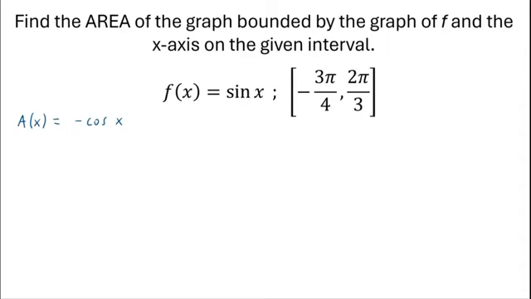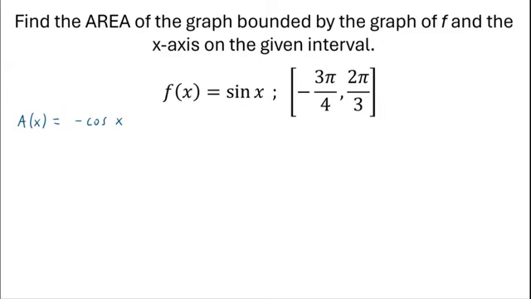So as we know, the first step in this is to find the area function. To find the area function, we integrate the given function. When we integrate sine of x, we get negative cosine of x. And again, I want to make this distinction one more time. At this point, if we wanted to find the net area between the graph of sine of x and the x-axis, we would use the fundamental theorem of calculus. And we would just evaluate this negative cos x from negative 3 pi over 4 to 2 pi over 3 using f of b minus f of a. That would give us the net area. But we want the total area.